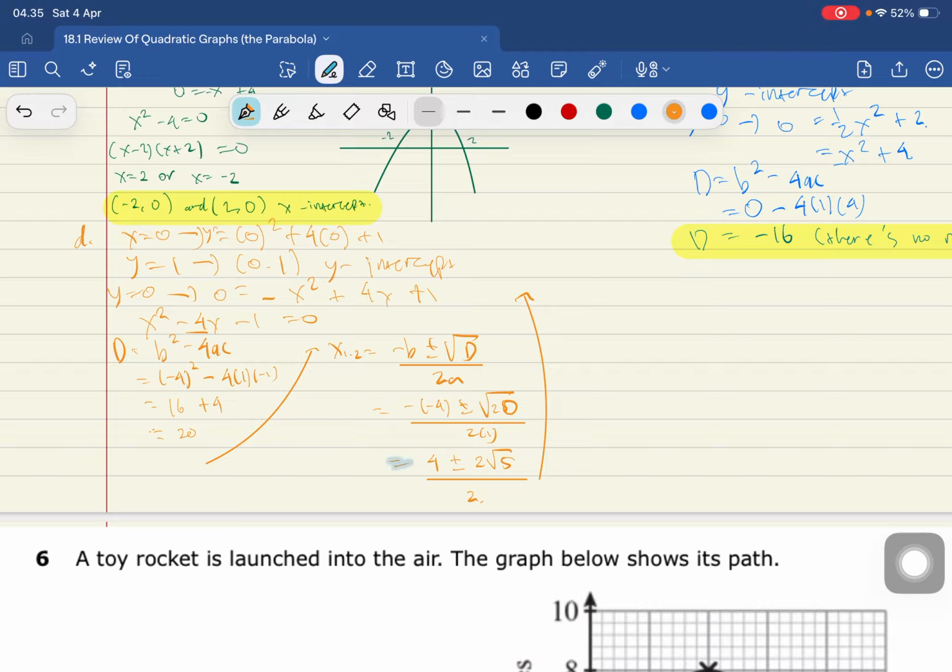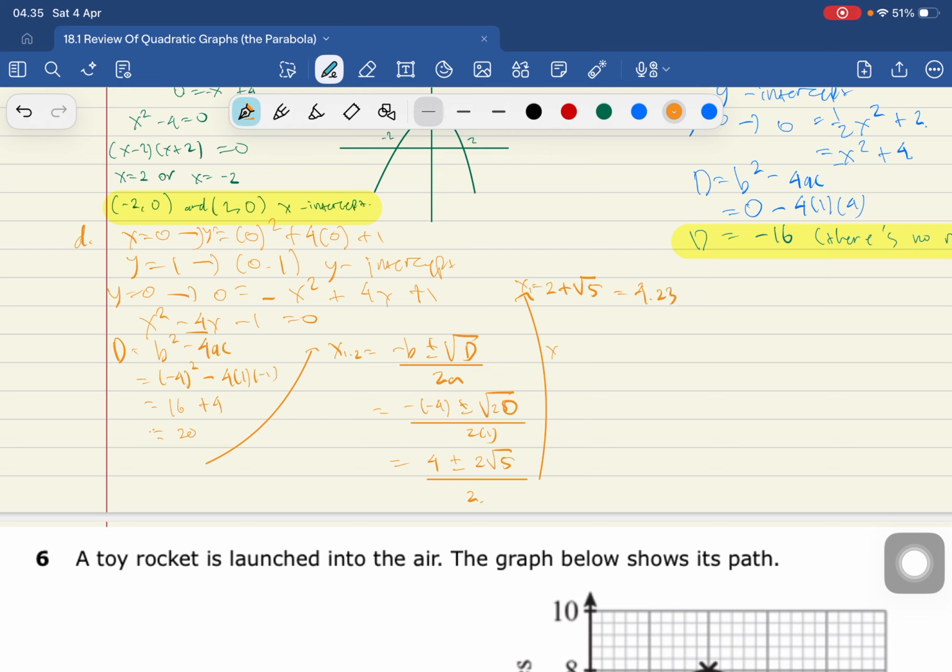So first we got 2 plus square root of 5. Okay, let's use a calculator to find the value of it. Let me open the calculator. 2 plus square root of 5. So it's approximately 4.23.